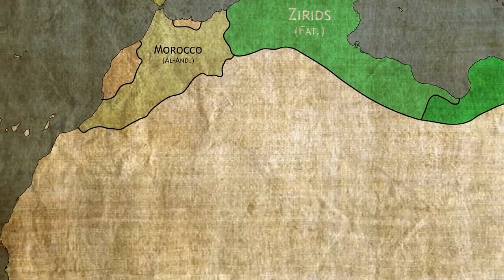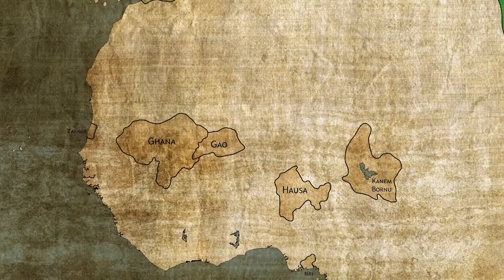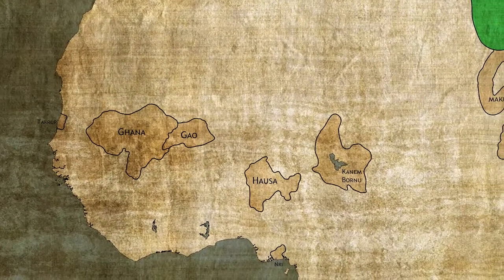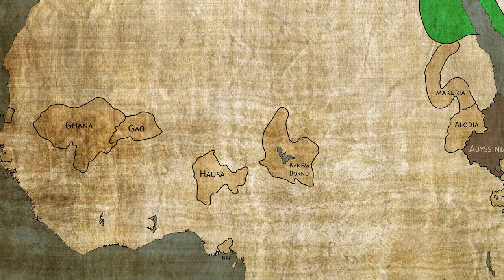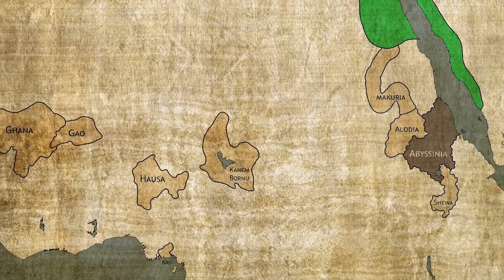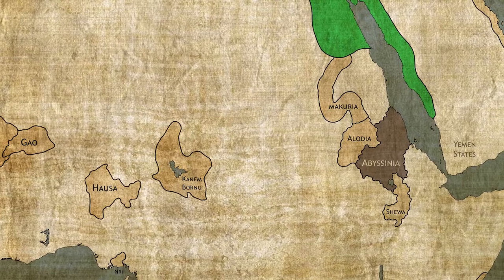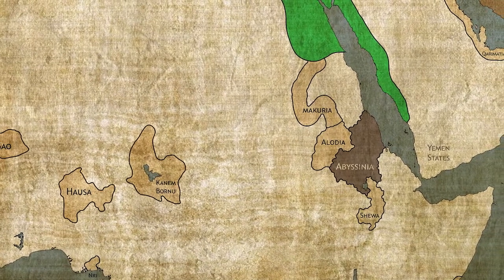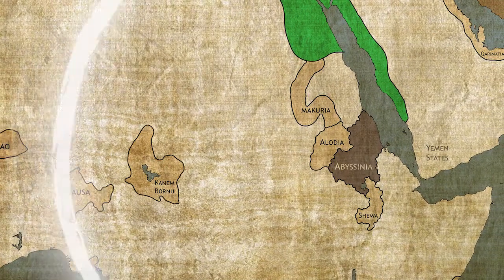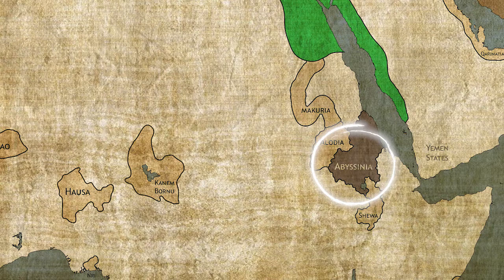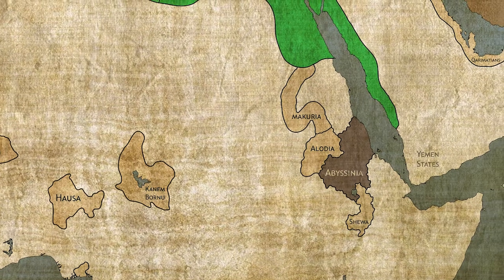Further south, below the West Sahara, many African empires and civilizations dot the landscape. To the east, through the eastern Sahel basin, many East African kingdoms exist. Of these, the most notable is Ethiopia under the Zagwe dynasty.